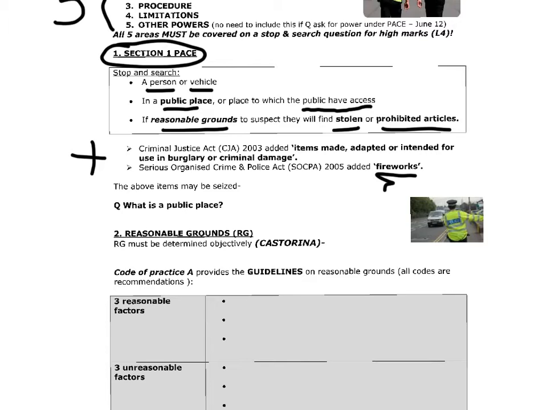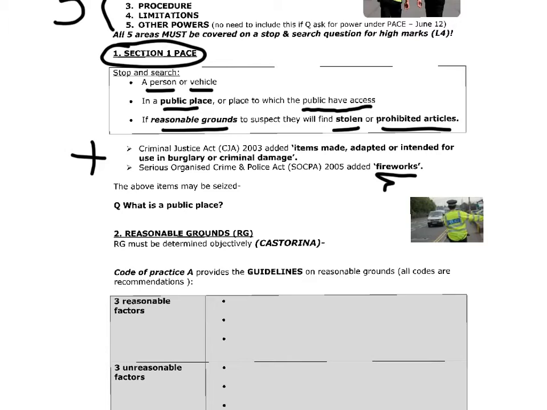Right, so they can stop you in a public place, you or a vehicle in that sense. So now what we need to look at is what reasonable grounds actually means. Because as you can see there, under Section 1, they've got to have reasonable grounds. So we need to work out what they think reasonable grounds means.